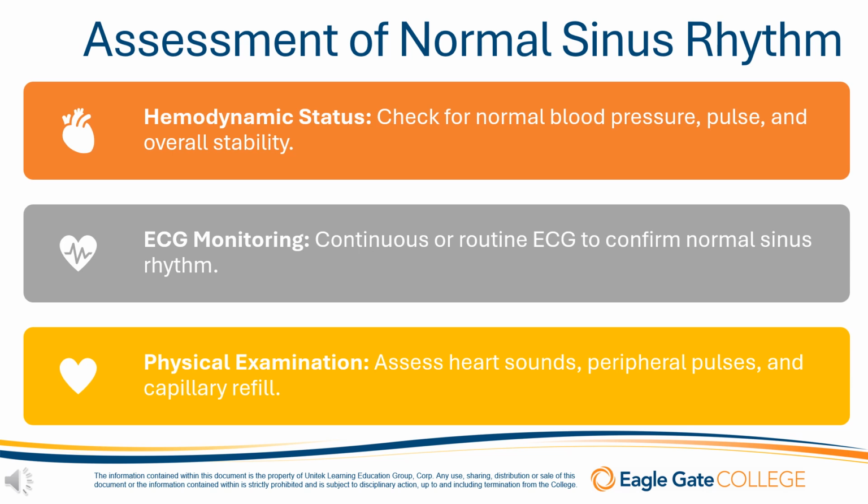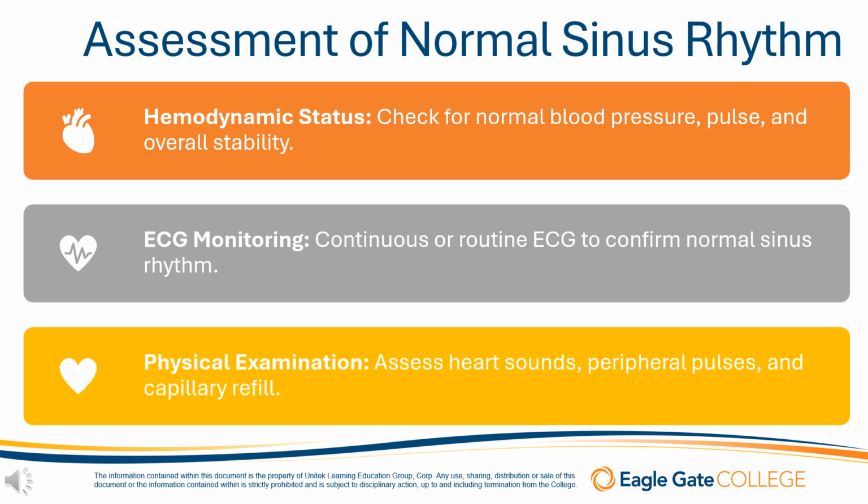Remember that continuous or routine ECG monitoring is essential to confirm and document that the patient has normal sinus rhythm. So each P wave should be upright, uniform, and followed by a QRS complex. QRS complexes should be consistent in shape and duration, measuring between 0.06 and 0.12 seconds. The PR interval should consistently measure between 0.12 and 0.2 seconds, and confirm that the rhythm is regular and the heart rate is between 60 and 100 beats per minute.